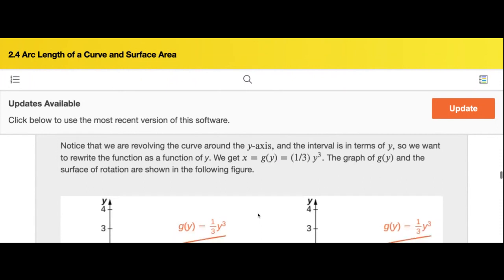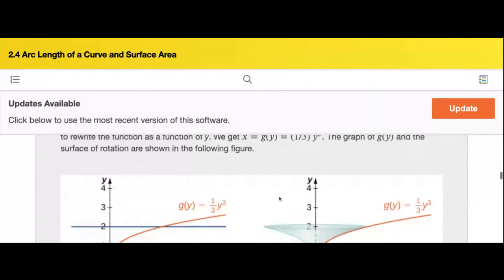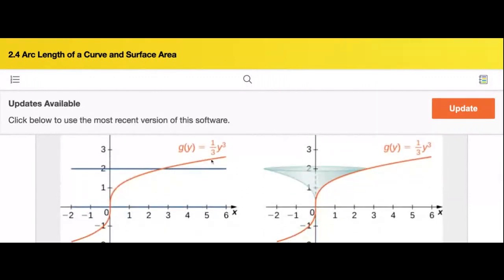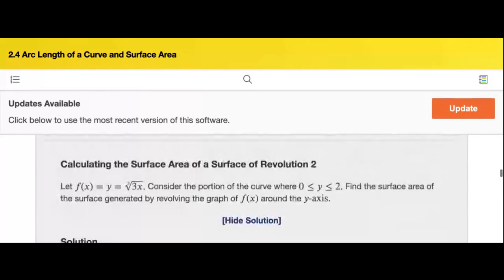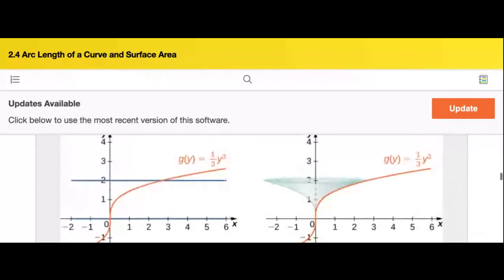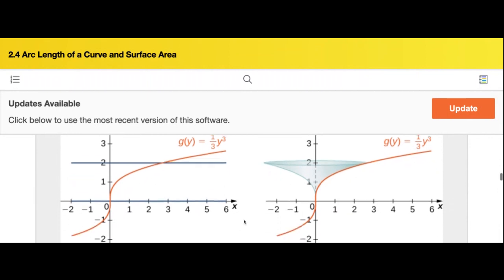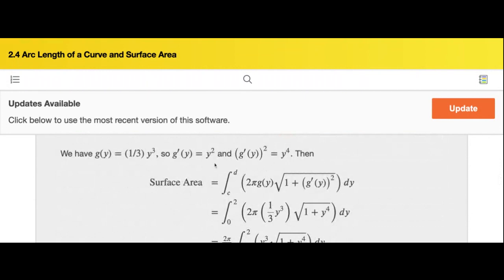1/3 of y cubed. So if we draw the graph, 1/3 of y cubed, right, that's 1/3 of y cubed. I think there's some other conditions. From 0 to 2, right? So we want to find the surface area of this region rotated about the y-axis. So basically, it's this cone, the surface area of this cone. So we just follow the formula, right? We find g prime of y, which is y squared.